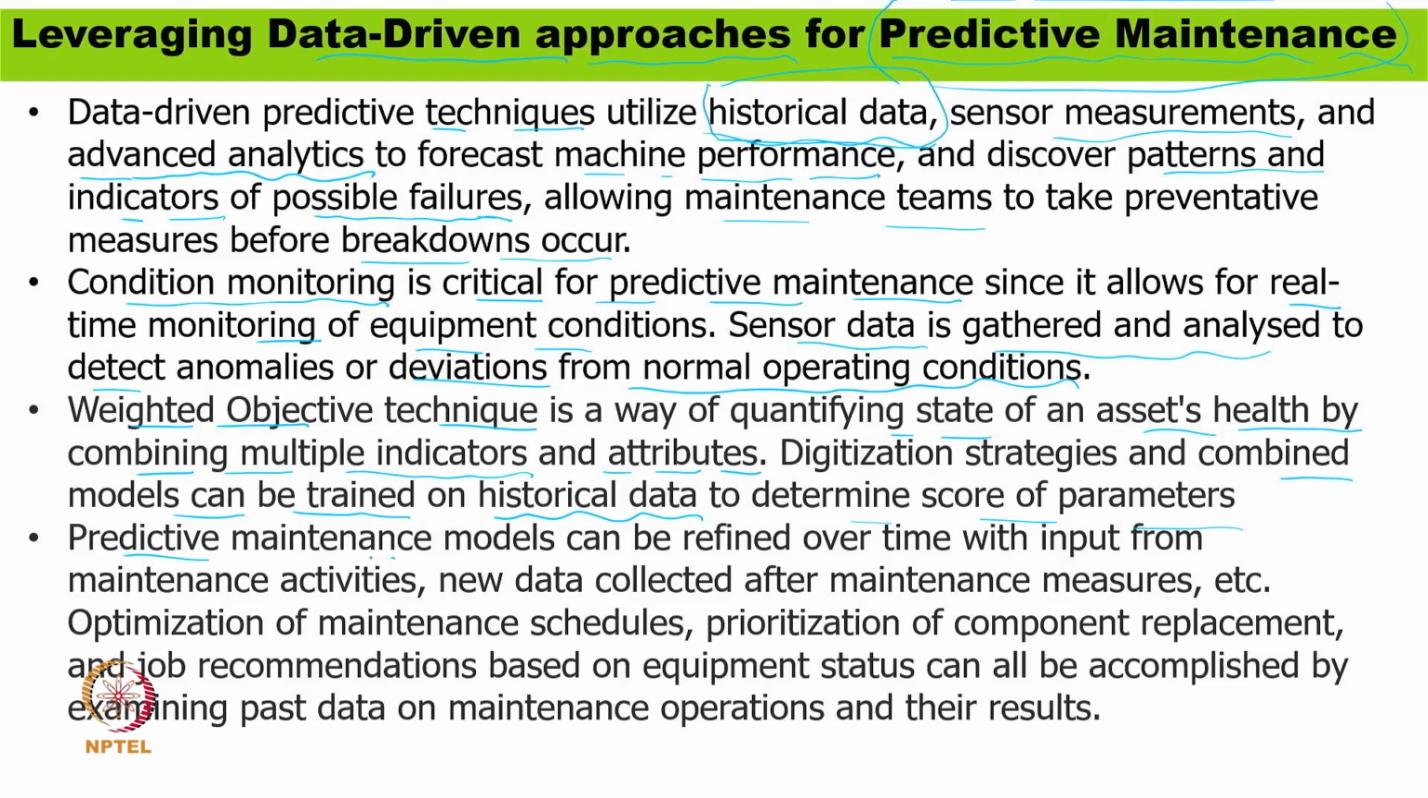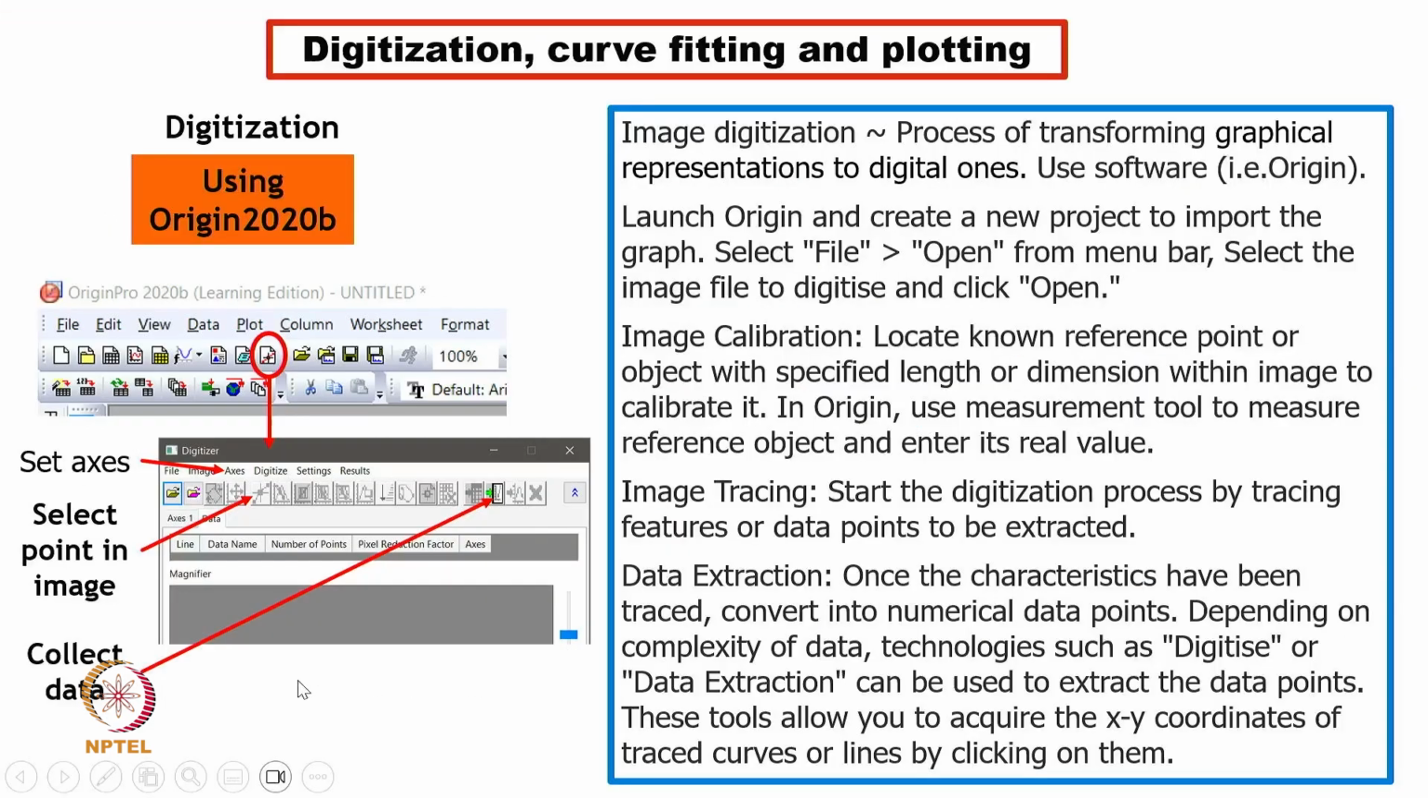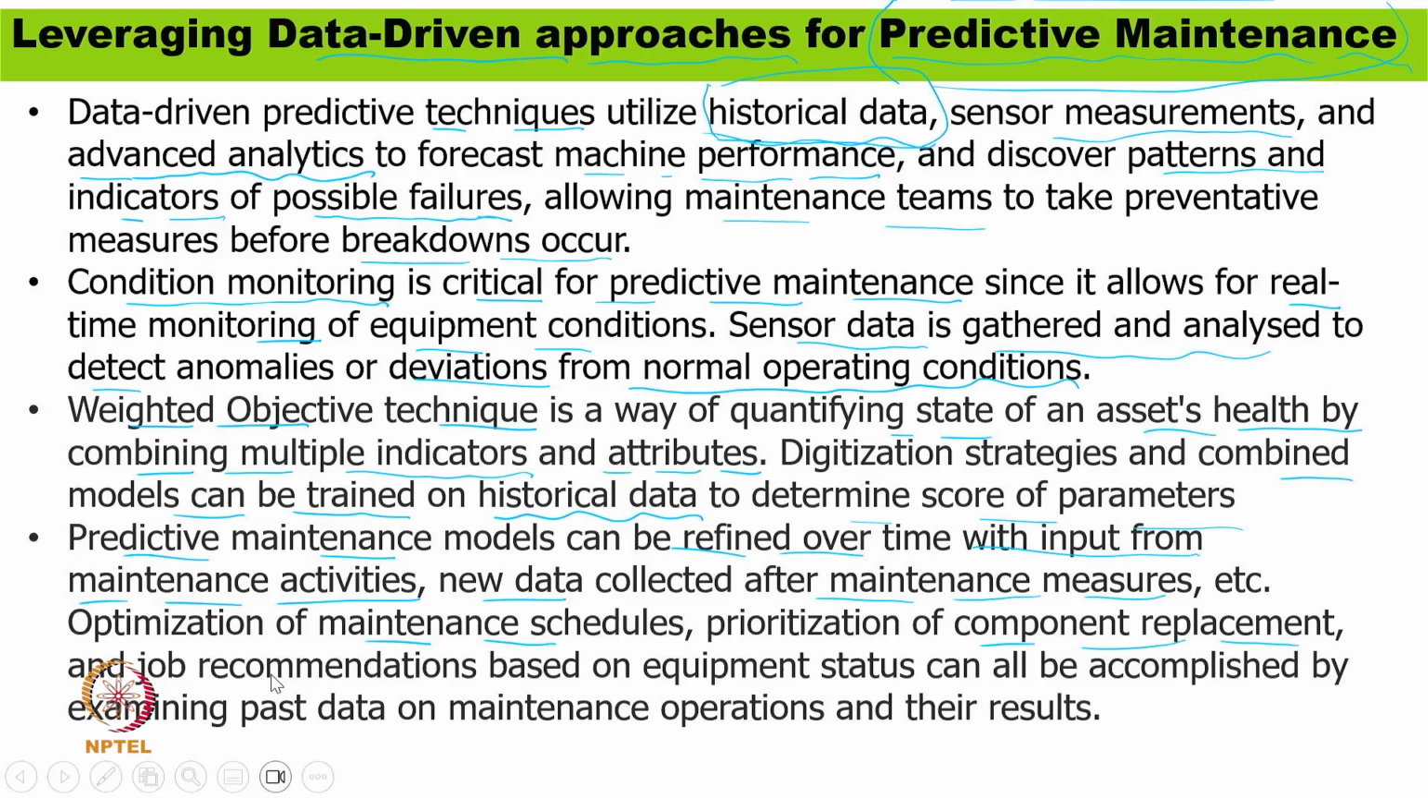Now, we say the predictive maintenance model can be refined over time with input from maintenance activities. So, whatever activities in the last 6 months have been done, those can be utilized to improve the predictive maintenance model, and then go ahead with a better strategy, and we say new data collected after maintenance measures should be utilized. Optimization of maintenance schedule, prioritizing component replacement, and whatever recommendation we want to give will be useful in this case, right.